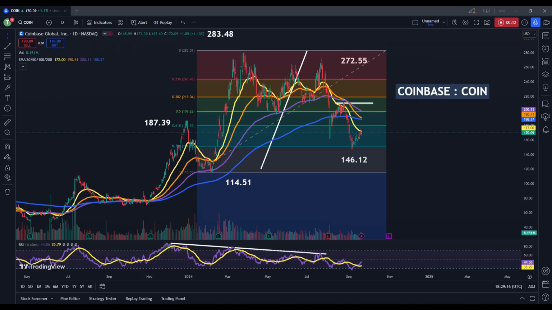Here we have the current stock market analysis for Coinbase Global Incorporated, stock ticker COIN.